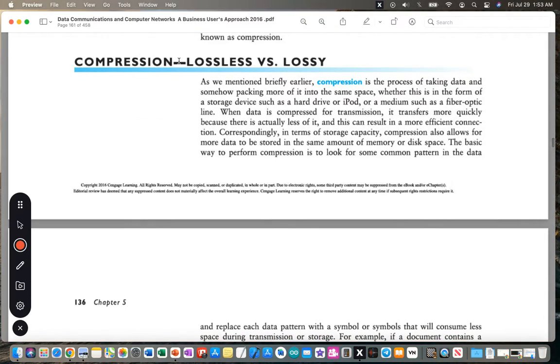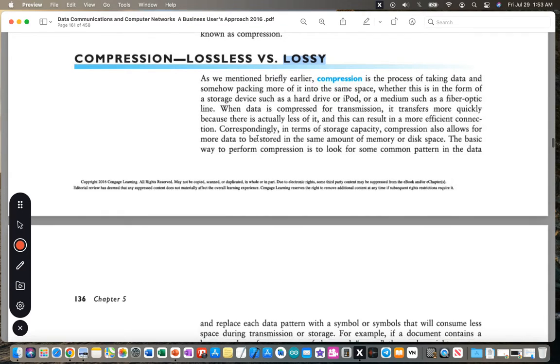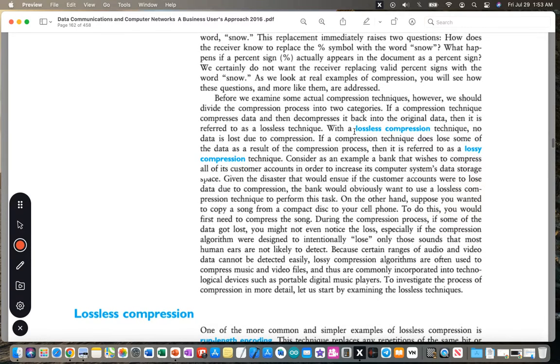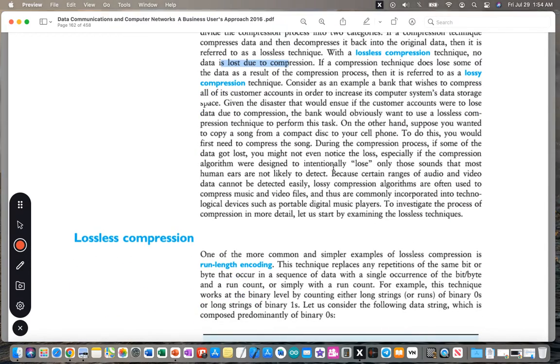Compression: to compress data, lossless versus lossy. Lossless preserves the data. Lossy does not preserve the data. Compression is the process of taking data and somehow packing more of it into the same space, compressing it, whether it's a storage device such as a hard drive or iPod, or a medium such as a fiber optics line. In a lossless compression technique, no data is lost. In a lossy compression technique, some data might be lost.